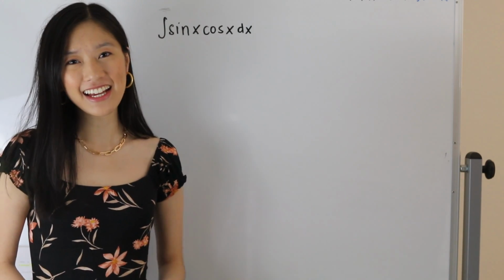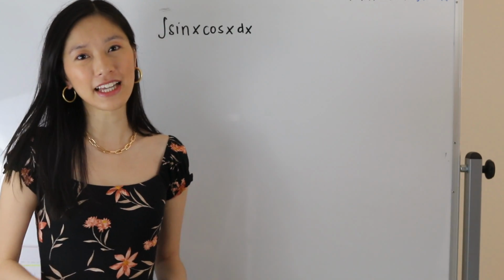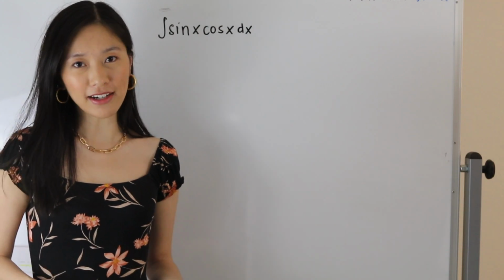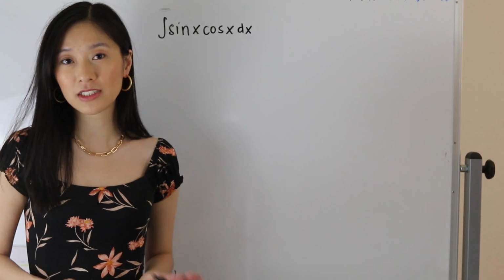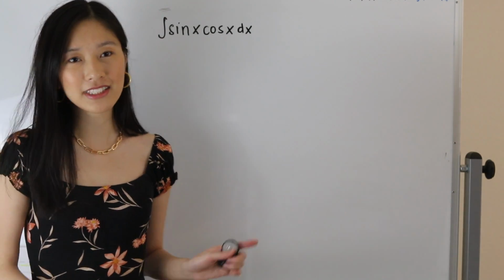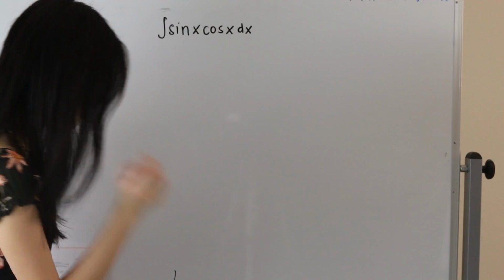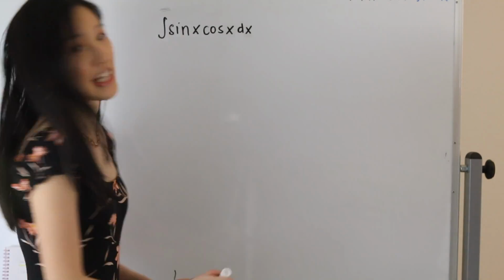So let's get started. The first thing that we're going to want to do is select our u, and in this problem here it actually doesn't matter if we pick u as sine of x or cosine of x, we will still get the same answer. So let's just set our u to sine of x.